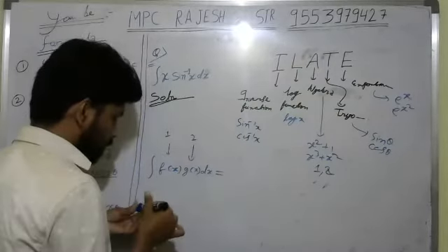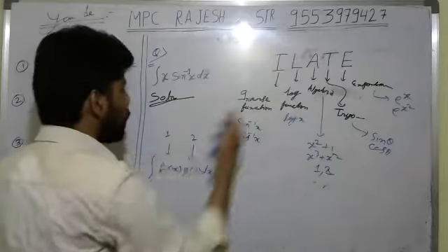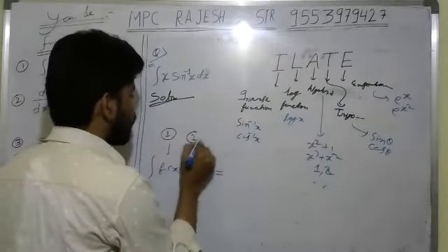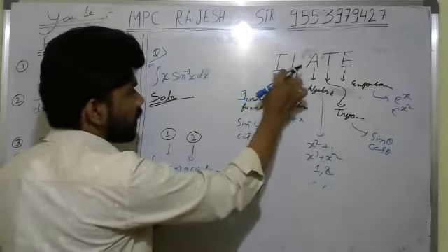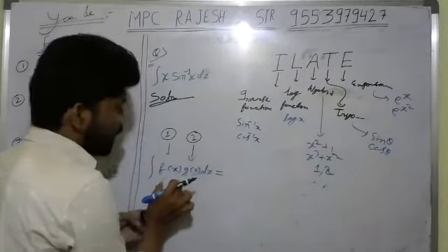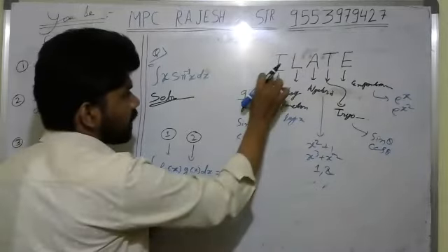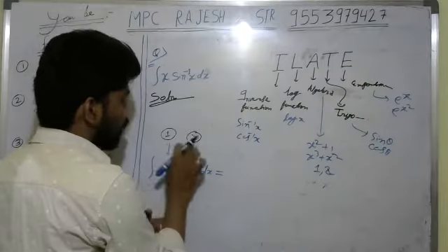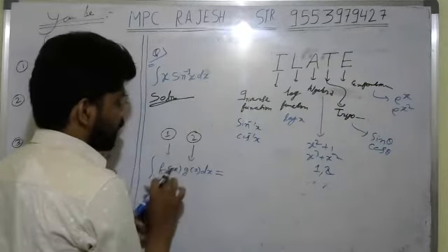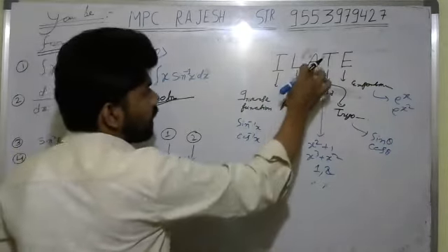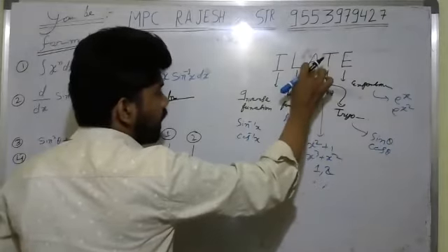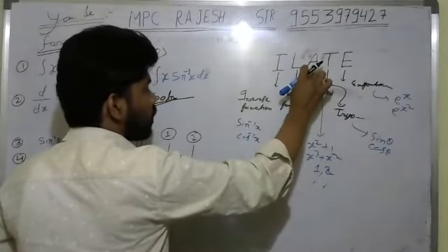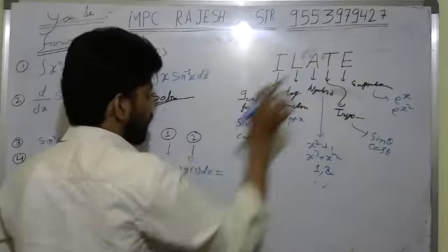How can we select function number 1 or function number 2? From ILATE we can select. First inverse will come, second log will come. If the functions are inverse and log, then inverse is the first function and log is the second function. If the functions are trigonometry and algebraic, then algebraic is the first function and trigonometry is the second function.